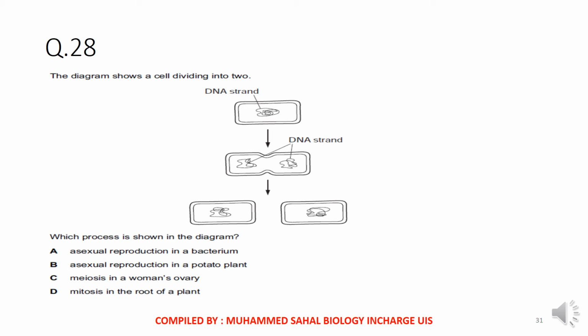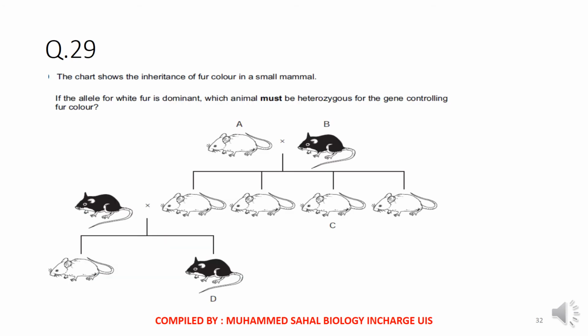The diagram shows a cell dividing into two. Which process is shown in the diagram? The answer is A. Question number 29. The chart shows the inheritance of fur color in a small mammal. If the allele for white fur is dominant, which animal must be heterozygous for the controlling fur color?